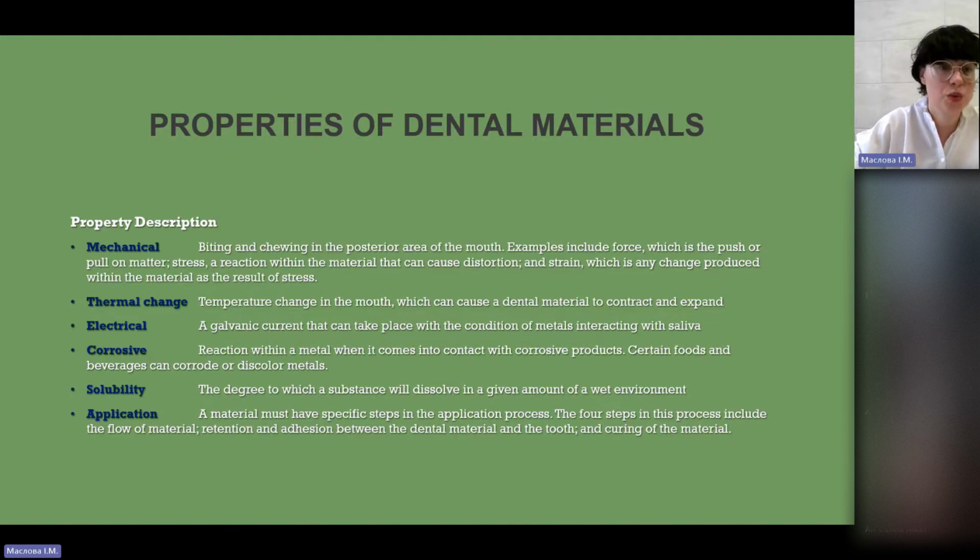Solubility, the degree to which a substance will dissolve in a given amount of a wet environment of the oral cavity due to the saliva. Application, a material must have specific steps in the application process. There are 4 steps in this process, including the flow of materials, retention and engagement between the dental materials and the tooth, and the carrying of the material.